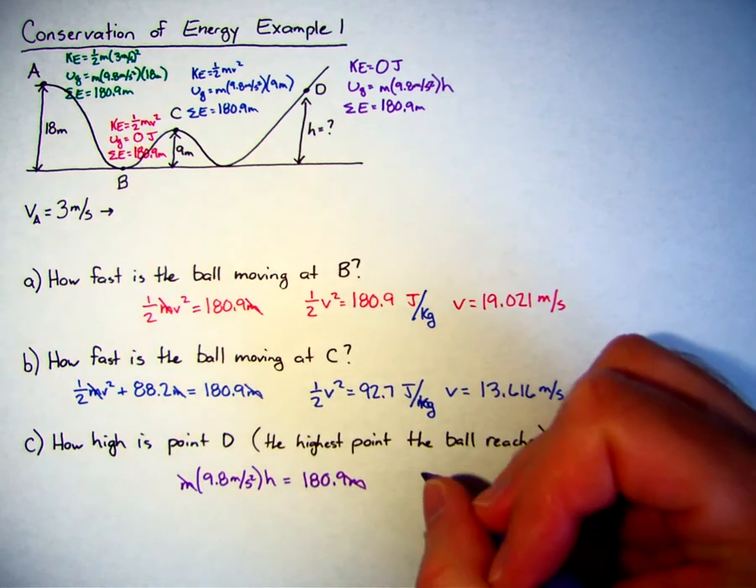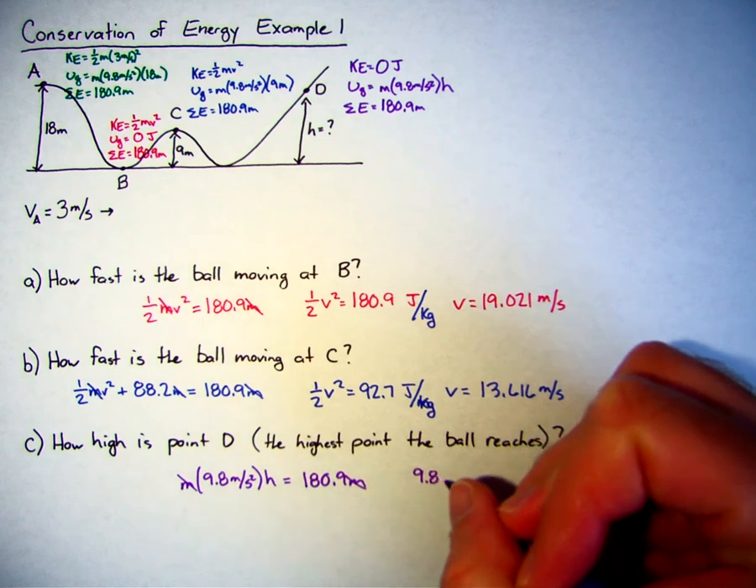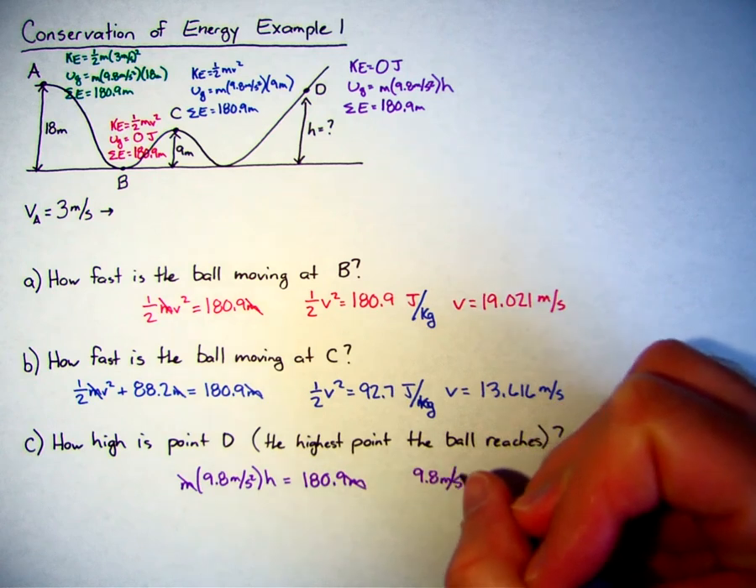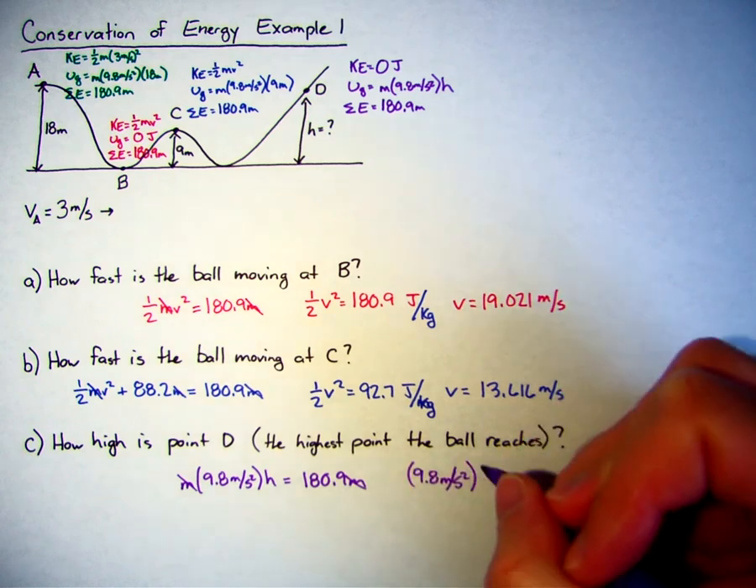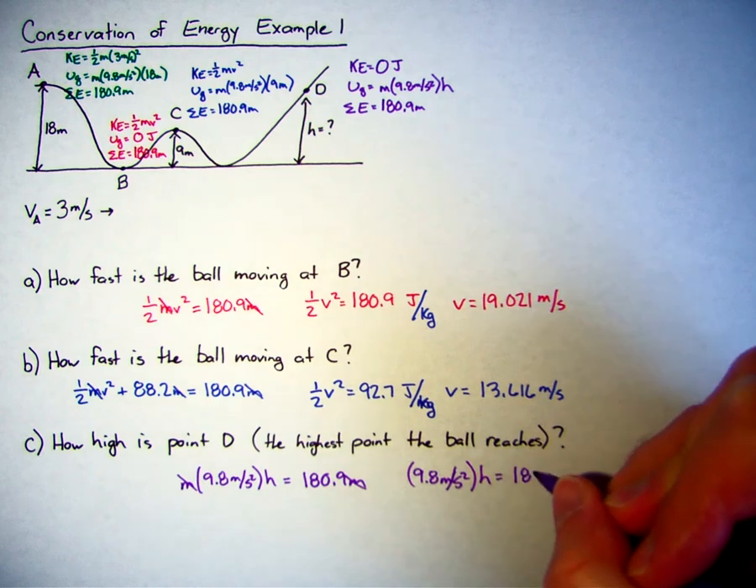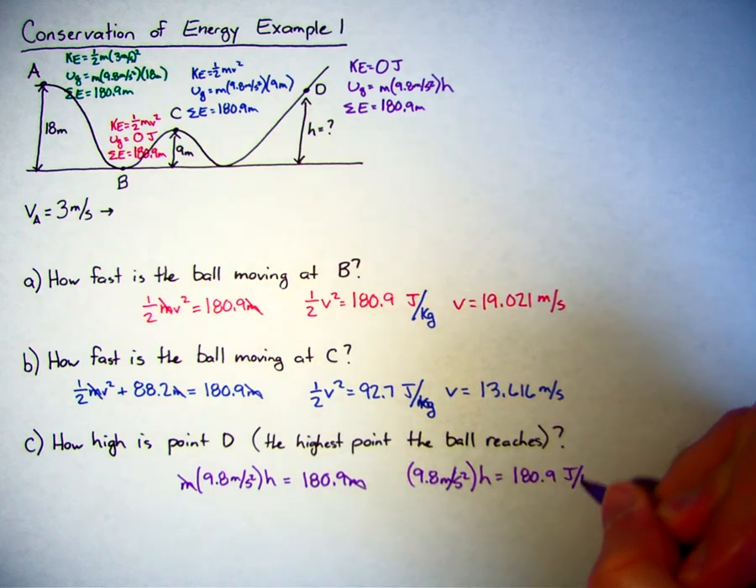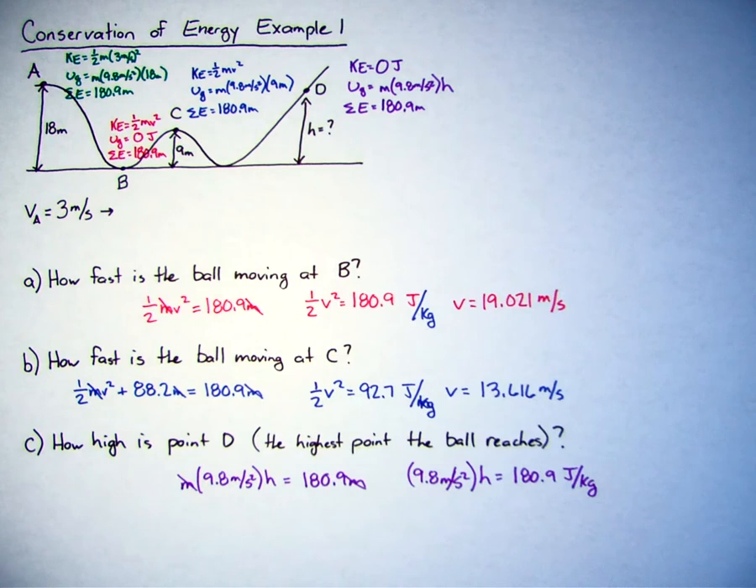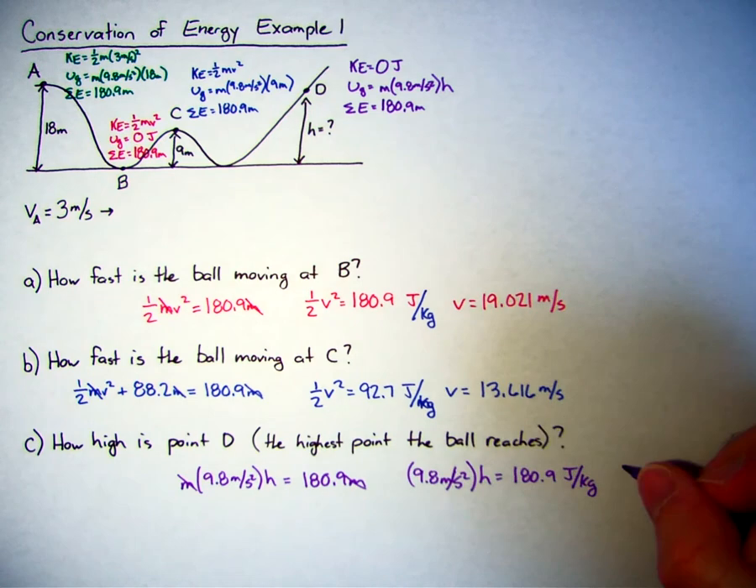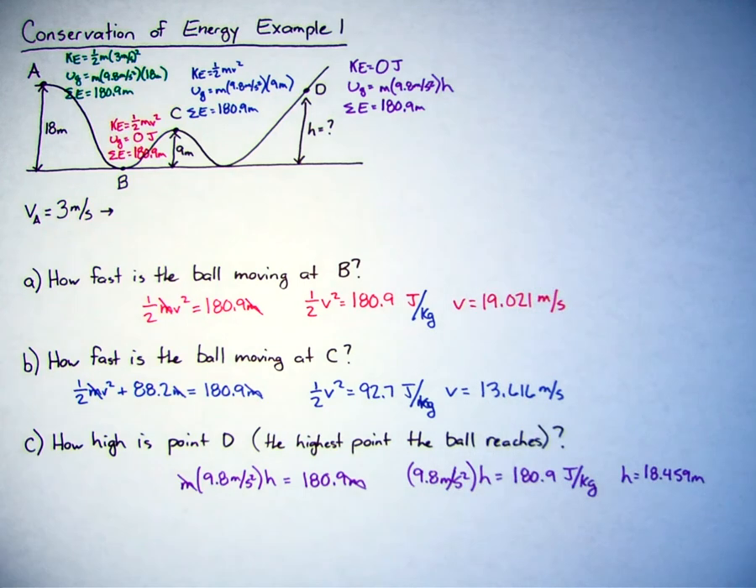So I have 9.8 meters per second squared times h equals 180.9 joules per kilogram. So if I just divide 180.9 by 9.8, I get the answer I'm looking for, the height, which is 18.459 meters.